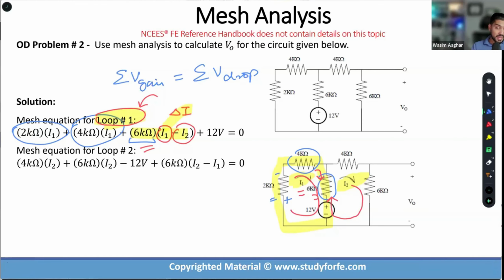Now, the other thing is the passive sign convention. Notice that I1 enters the positive terminal of the 12-volt battery and it is leaving the negative terminal. So how do we tackle that? Should that be voltage gain or voltage drop?